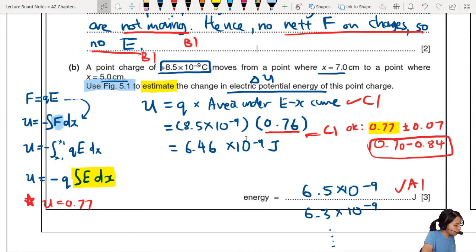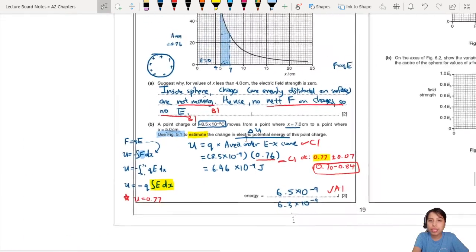So go check out the mark scheme. There are at least, I think, 2 more methods inside there, but I recommend thinking about the area one. You can go and try figure out if you understand what the mark scheme is talking about in the other 2 methods. Okay, so remember, how do all 4 quantities relate? Force, field, electric potential energy. 4 things. Then you know how to move between all 4 of them.